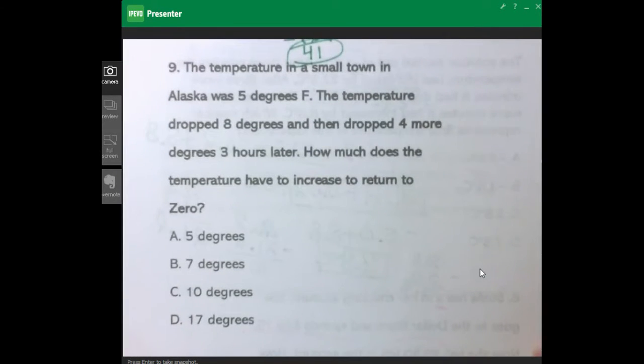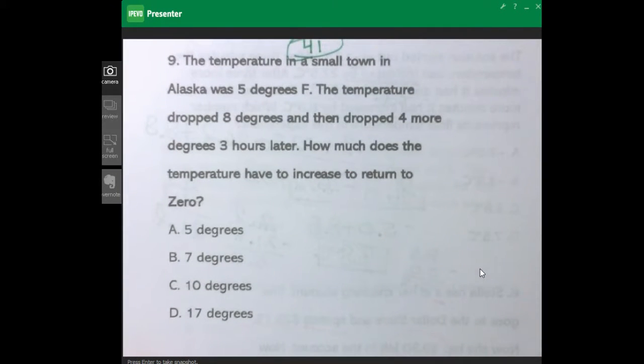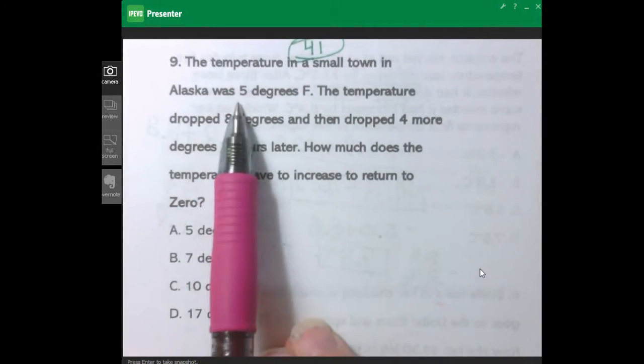All right, number 9. The temperature in a small town in Alaska was 5 degrees Fahrenheit. The temperature dropped 8 degrees and then dropped 4 more degrees 3 hours later. How much does the temperature have to increase to return to 0? So let's look at this. Let's find out where it was.